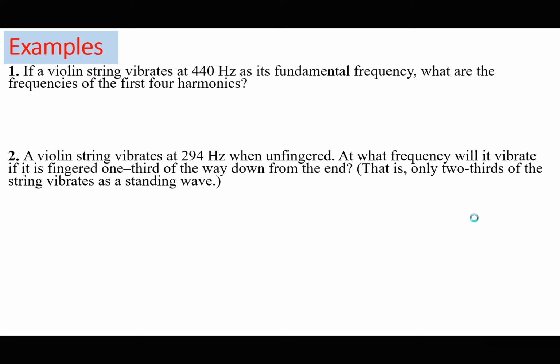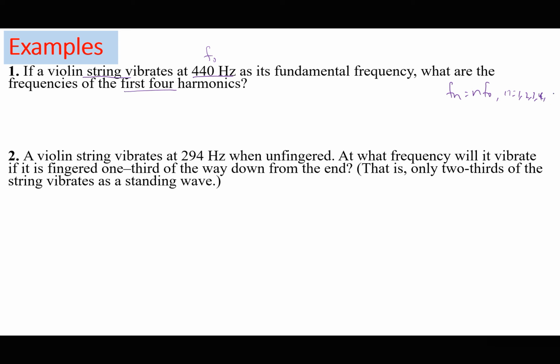Question number 1. If a violin string vibrates, so it is a string, it vibrates with a frequency of 440 Hertz as its fundamental. So this is F naught. What are the frequencies of the first 4 harmonics? Remember, for a string, Fn is equal to n times F naught, where n equals 1, 2, 3, 4, and so on.